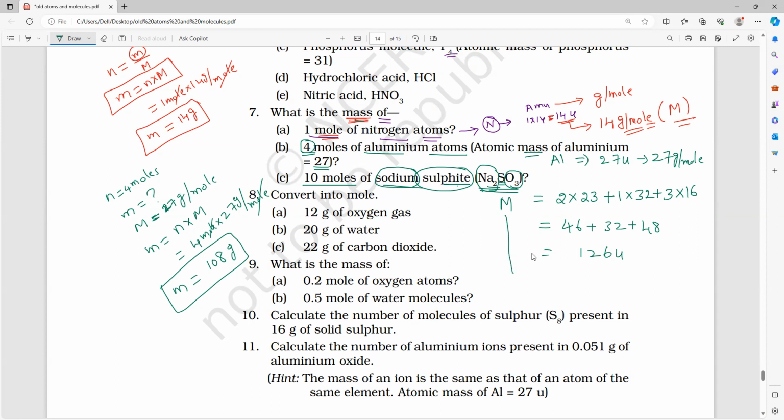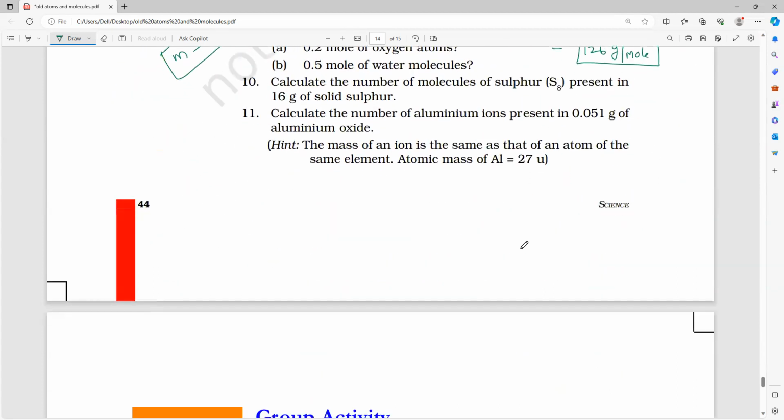But what is molar mass? You must write the atomic mass in what? Grams per mole. That is what is called molar mass. Then how many moles is given? 10 moles is given. So what is the formula? Number of moles is equal to given mass divided by molar mass. And given mass is equal to number of moles into molar mass.